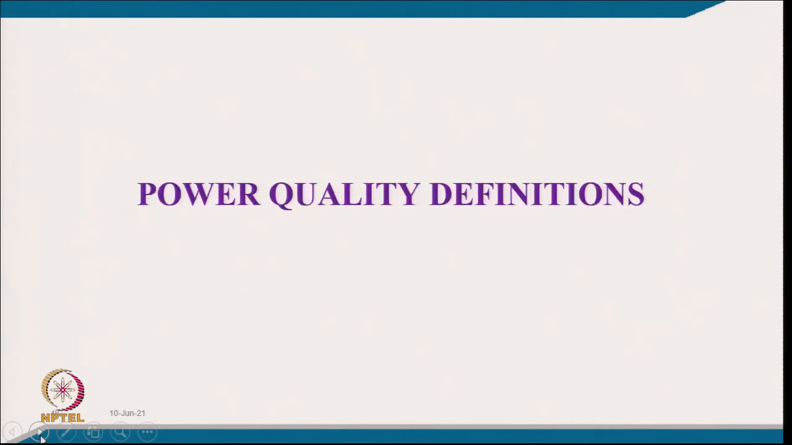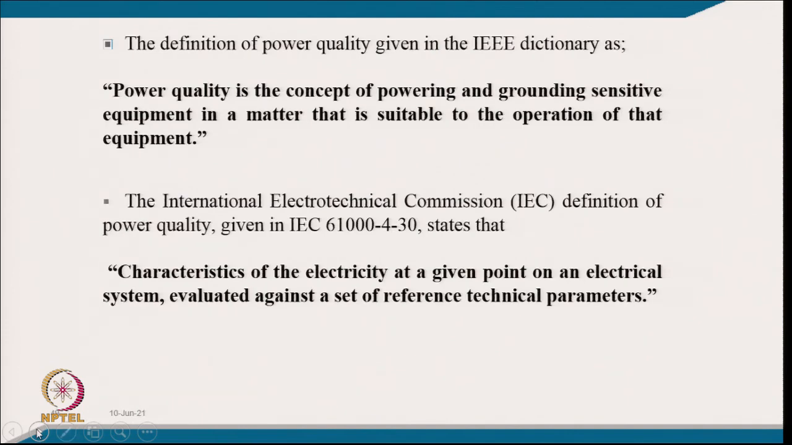So, these were some of the definitions. We will talk now about power quality definitions, some of which are reported; different people have given different definitions for power quality. The definition of power quality given in the IEEE dictionary is: power quality is the concept of powering and grounding sensitive equipment in a manner that is suitable for the operation of that equipment.